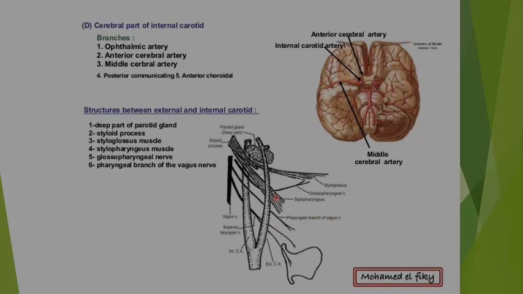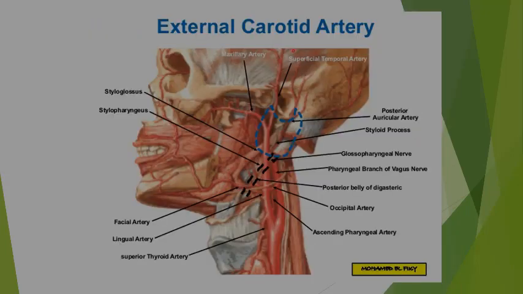This is stylopharyngeus, and this is glossopharyngeal. So this is styloglossal. These are the structures between the external and internal carotid. So this is a picture of the external carotid artery. So this is the external carotid artery.